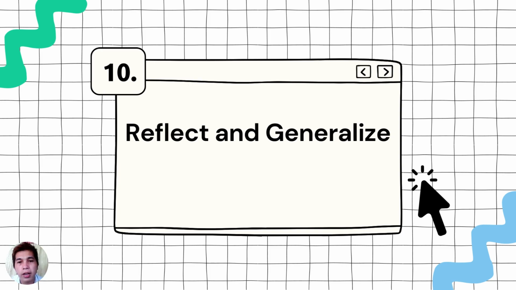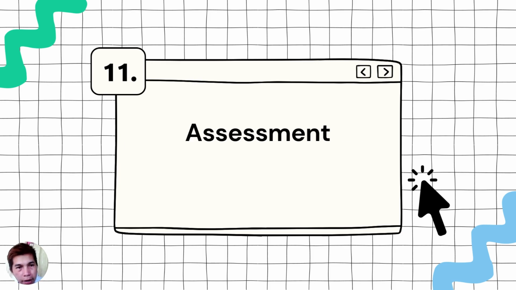generalize. Encourage students to reflect on how they can apply the learned grammar structures in different contexts beyond the generative situation. Help them generalize their knowledge to other real life scenarios. Number 11, assessment. This is very important.